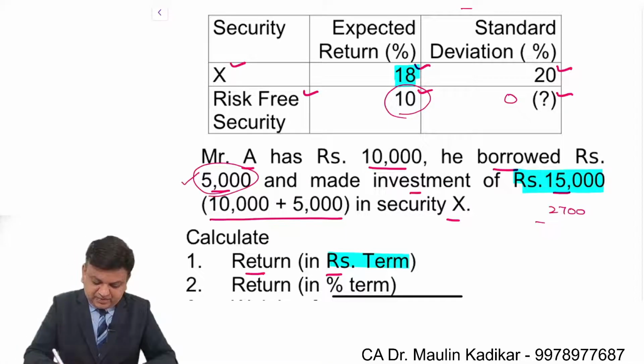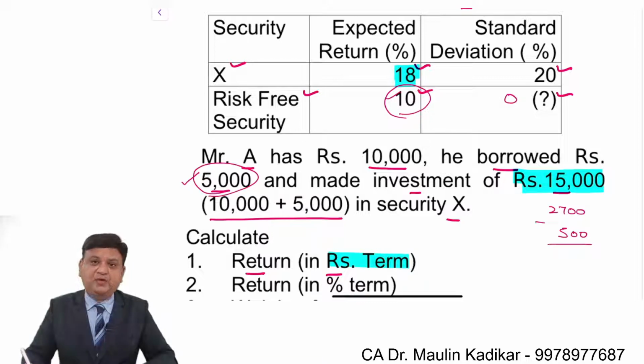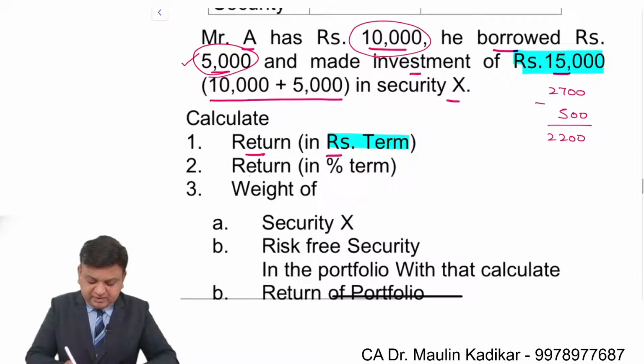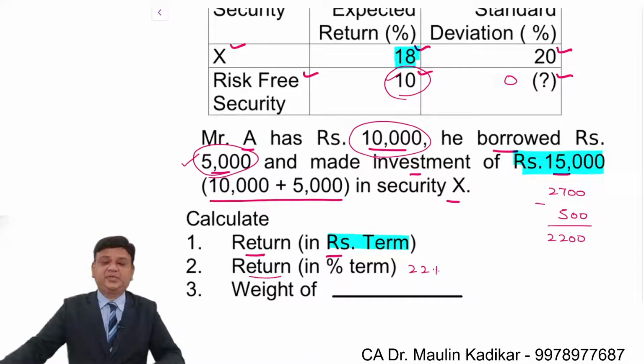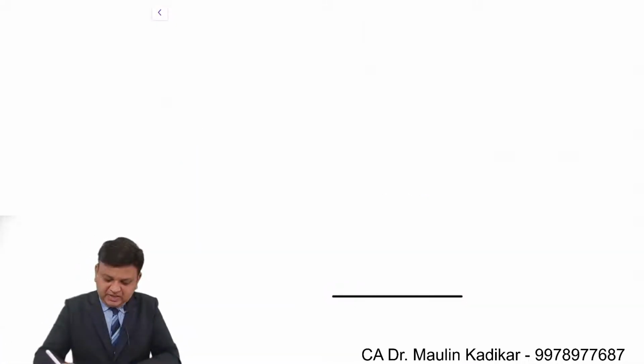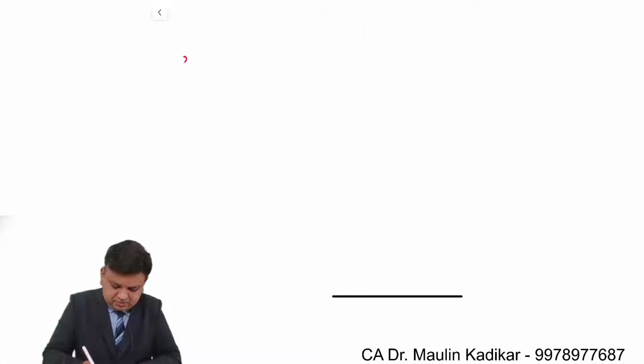So 5,000 rupees into 10 percent, the amount of interest payment will be 500. So what will be the net income? 2,200. This is the income you are able to generate on investment of 10,000. So what will be the return in percentage term? It will be 22%. That is the way the answer for the second part of the question is required to be found.